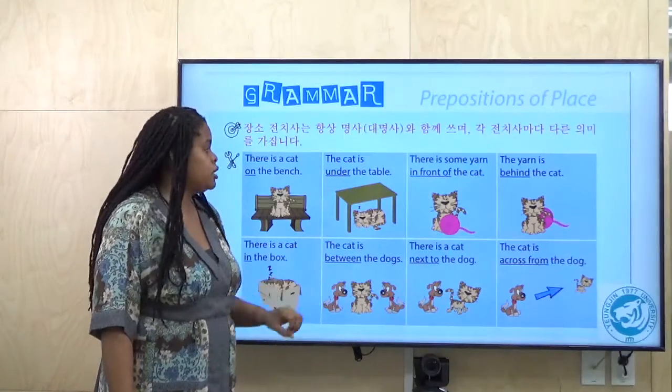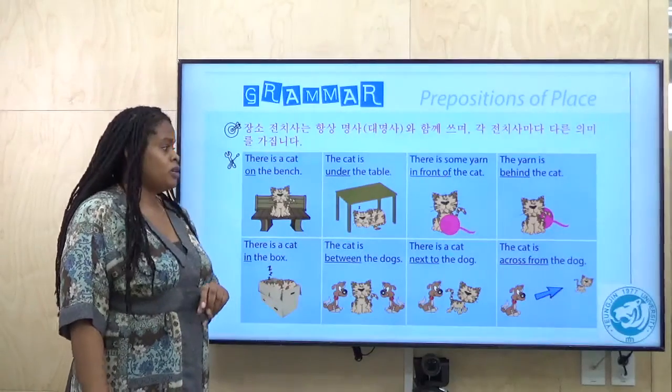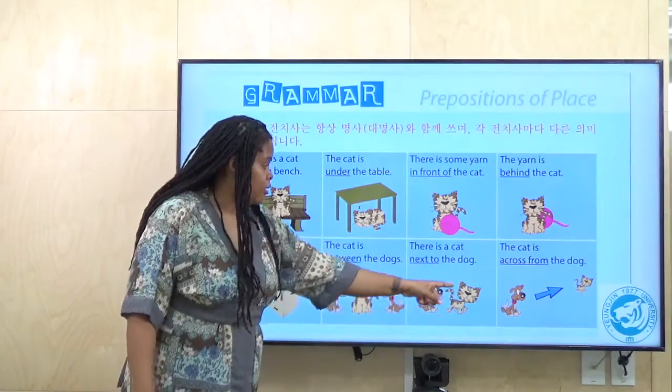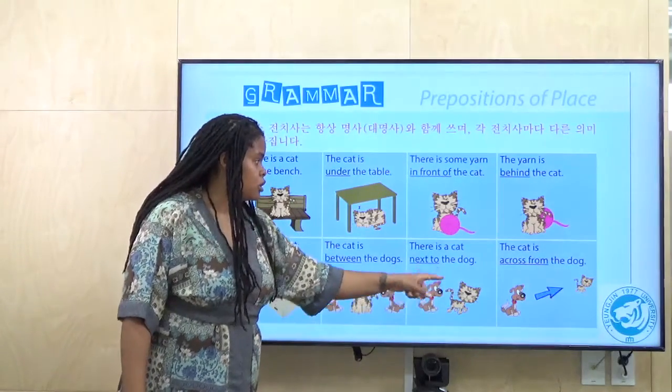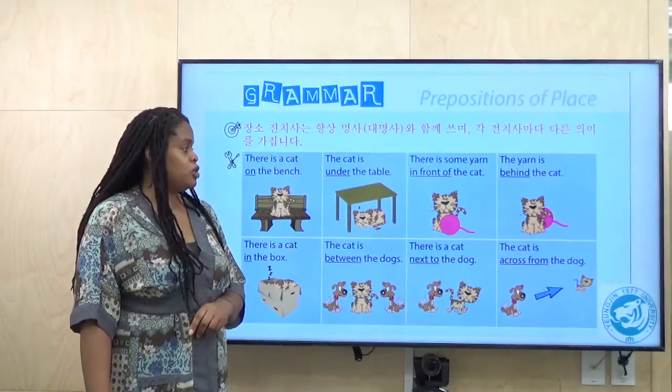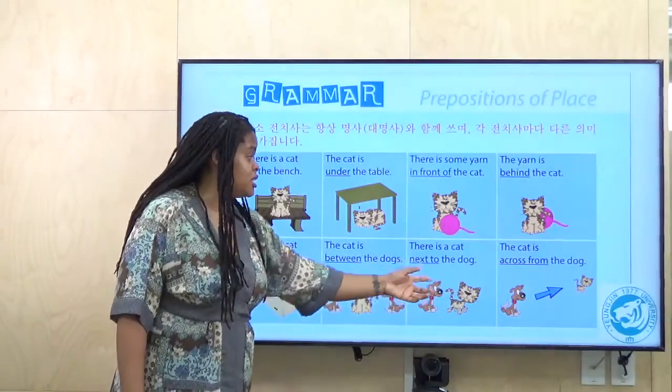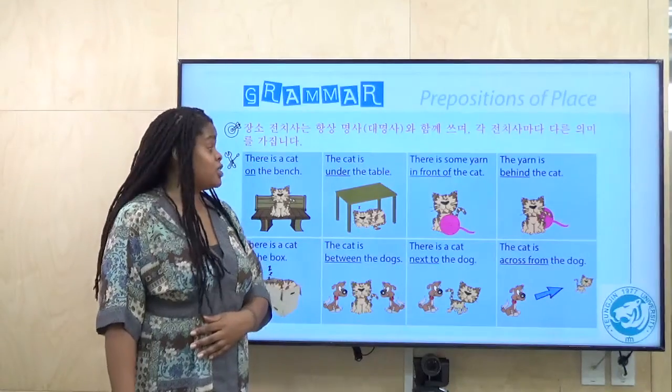Okay, 2 more left. Next to, there is a cat next to the dog. So here we have the cat, it is next to the dog. Another word that can be used similar to next to is beside. So the cat is beside the dog, or the cat is next to the dog.